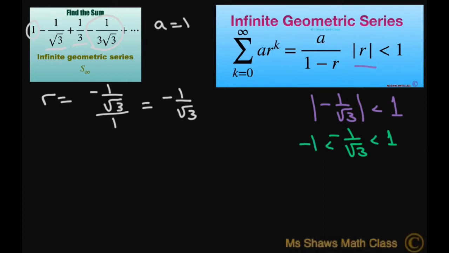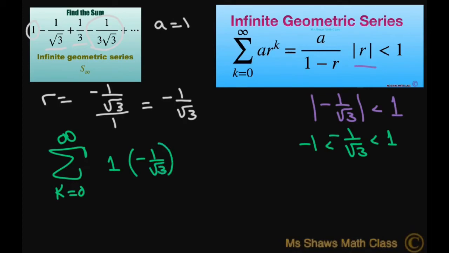All right, so we can write our sum from k equals 0 to infinity of your first term times your common ratio to the power of k, and that's going to equal your first term, which is 1, divided by 1 minus negative 1 divided by square root of 3. This is going to equal 1 divided by 1 plus 1 divided by square root of 3.